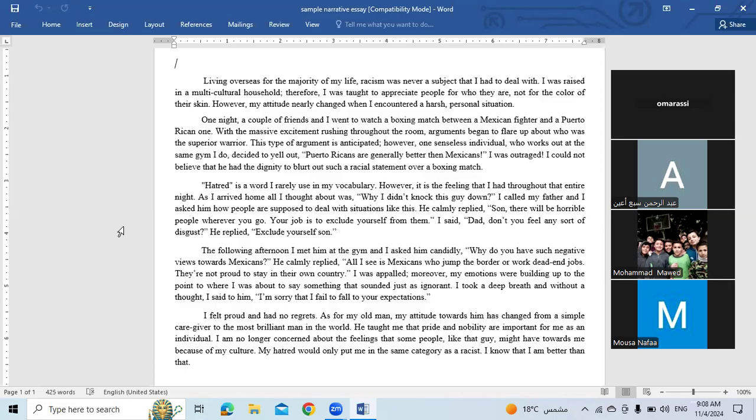My hatred would only put me in the same... What? My hatred, Habibi, not the hatred. My hatred would only put me in the same category as a racist. I know I am better than that. Okay.